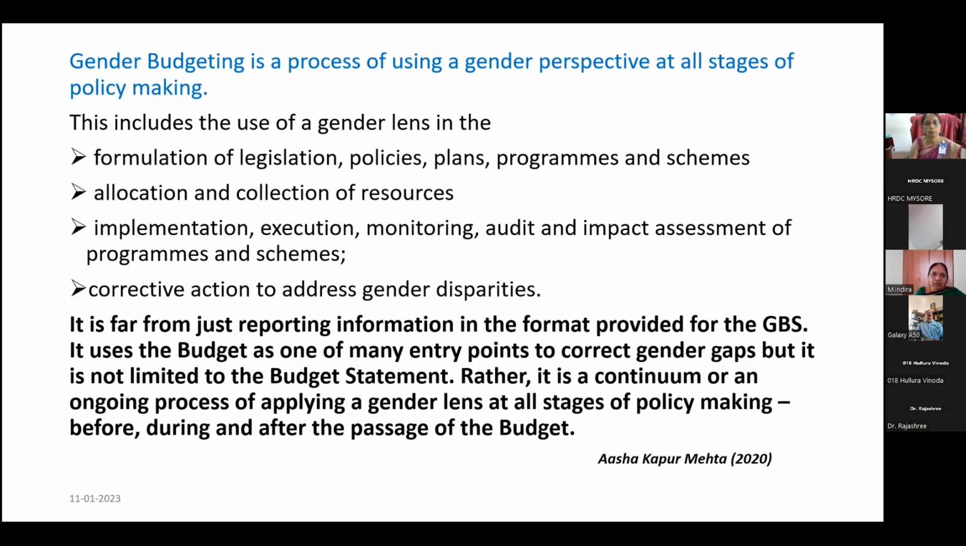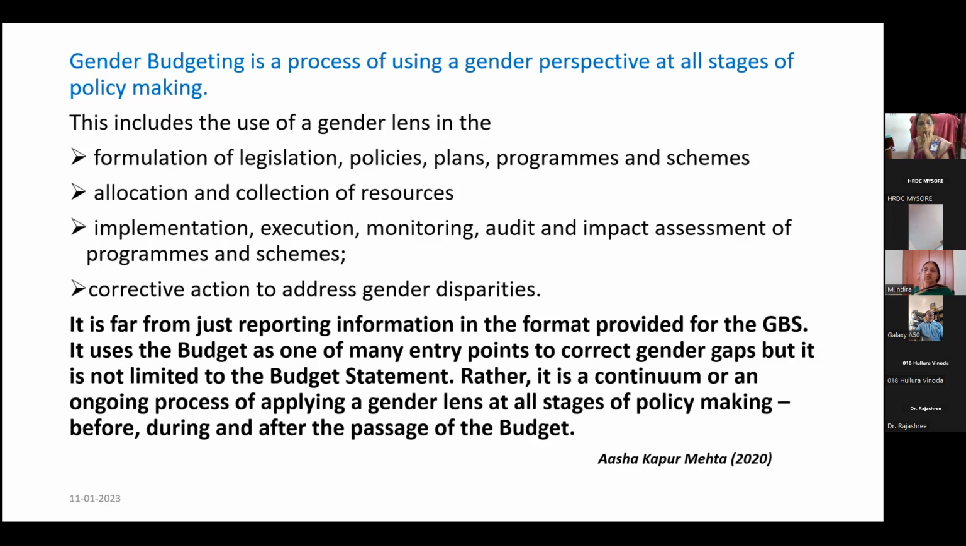So in gender budgeting, allocation and collection of resources, formulation of legislation, policies, and everything will be with a gender lens, along with corrective action to address gender disparities. The implementation, execution, monitoring, audit, and impact of all these programs will be done with a gender lens. Why are we looking with a gender lens? For corrective action to address gender disparities, because our objective is to reduce the gender disparities, to attain gender equality.